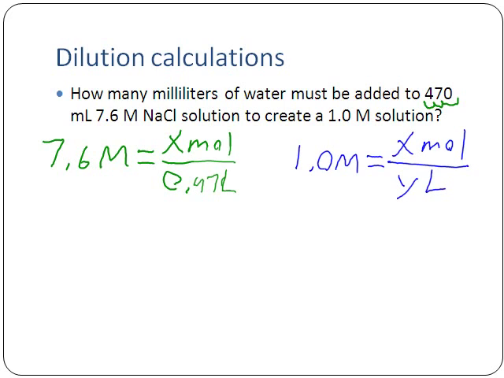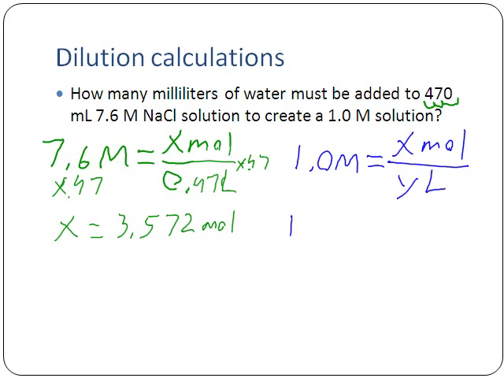To do that, we'll multiply by 0.47 on both sides. So times 0.47, that's a multiplication right there. If you take that in your calculator, 7.6 times 0.47, I get 3.572. So I get that X equals 3.572 moles. Once I've got that, I can take that 3.572 and put it into our other equation.